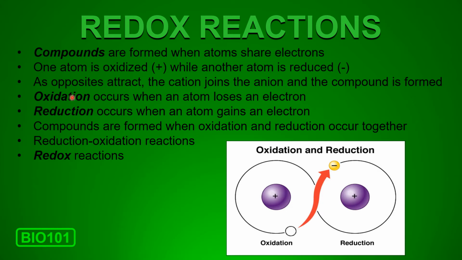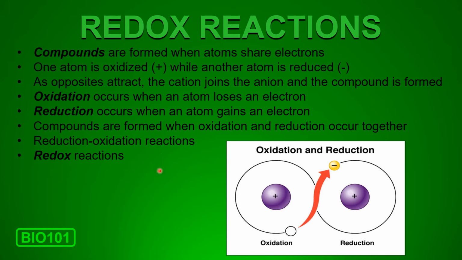And so as one atom is oxidized, right? Oxidation occurs when an atom loses an electron. The other atom is reduced. Reduction occurs when an atom gains an electron. And compounds are formed when oxidation and reduction reactions occur together. We call them reduction oxidation reactions.